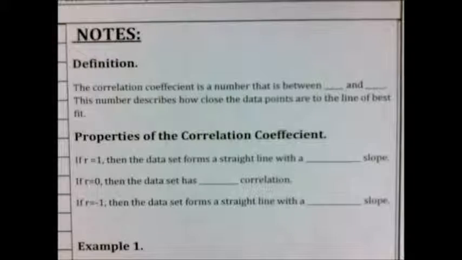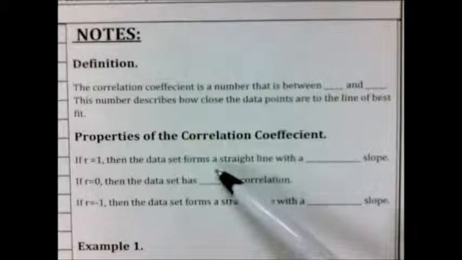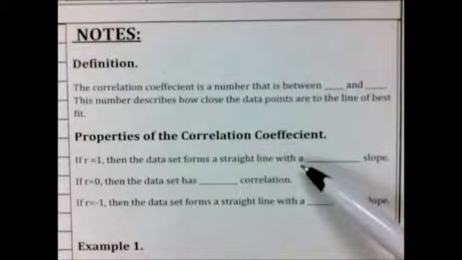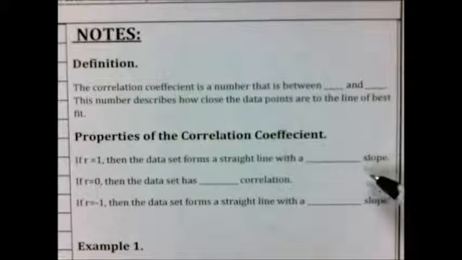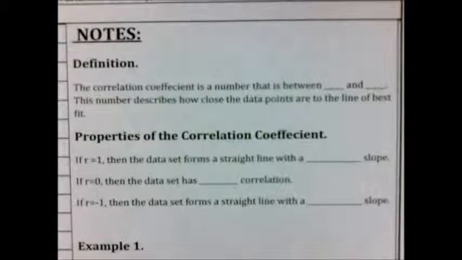Okay, and so there are certain properties of the correlation coefficient. Remember that number R, we're just going to call it R, is between -1 and 1. If R is equal to 1, that means the data set forms a straight line with a positive slope. If R is equal to 0, then there is no correlation. And if R is equal to -1, then the data still forms a straight line, but it has a negative slope. So if R is negative at all, we have a negative slope. If R is positive, we have a positive slope.